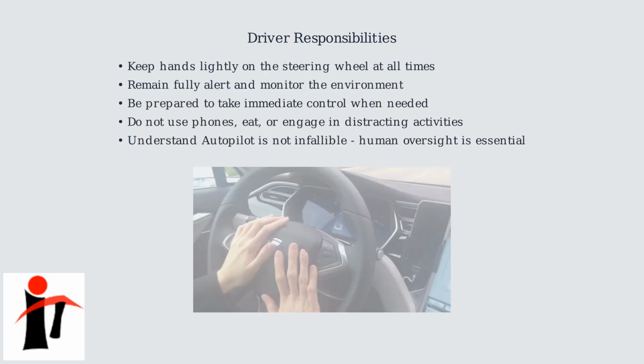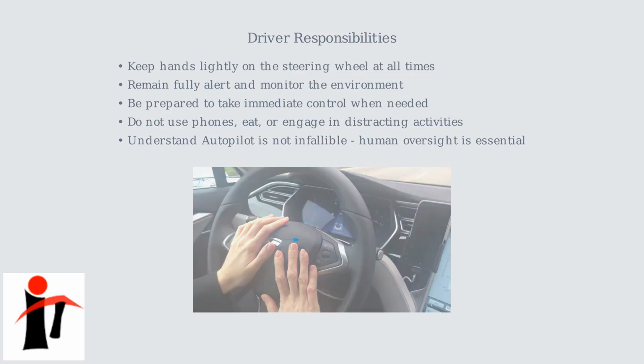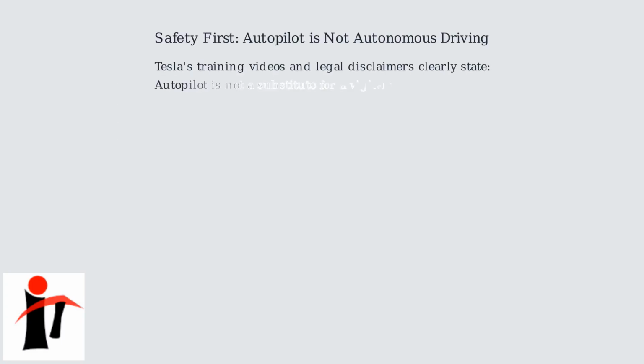Driver responsibilities are paramount with Level 2 autonomy. Keep your hands lightly on the steering wheel, remain fully alert, and monitor the driving environment continuously. Be ready to take immediate control at any moment, and avoid all distracting activities like using phones or eating. Remember, Autopilot enhances safety, but cannot replace human judgment and vigilance. Safety remains the top priority.